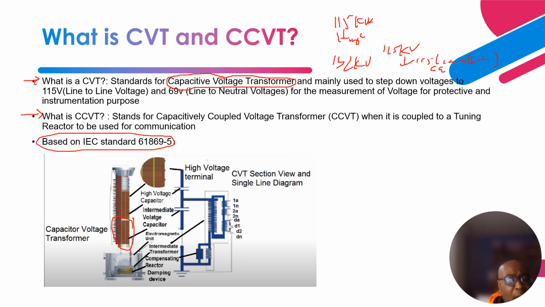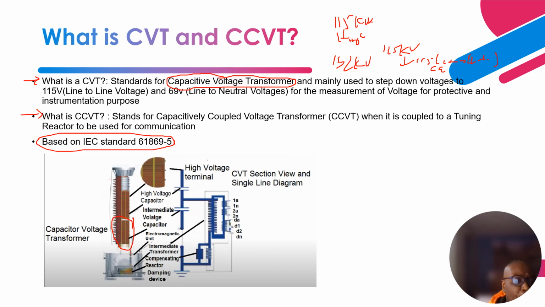Okay, so now let's talk about the components of this capacitive voltage transformer, and we know its usefulness. The first one is to be able to scale down the high voltage, 115 kV, 230 kV, 345 kV, 765 kV, to a much lower level, 115 volts or 69 volts, to be used by instrument transformers, voltmeters, and also protective relays.